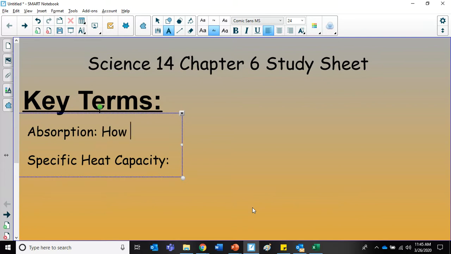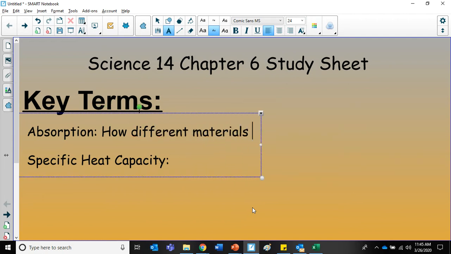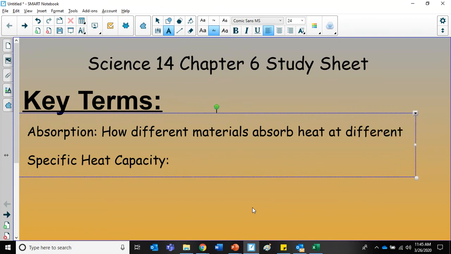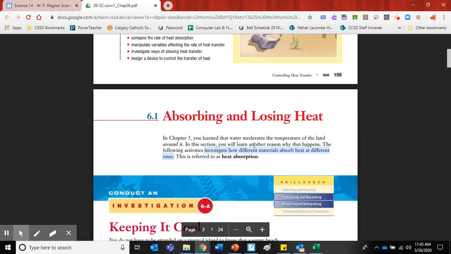How different materials absorb heat at different rates. That's my perfect, simple definition for absorption. And now I can go on to specific heat capacity.